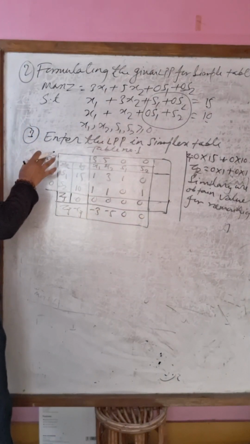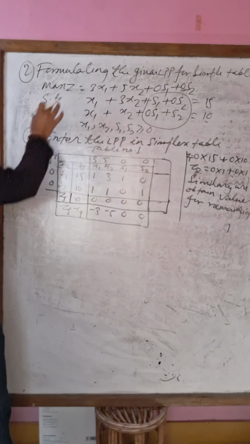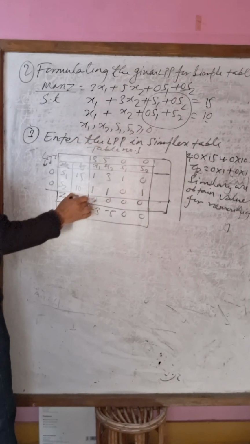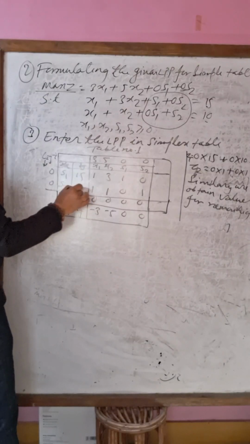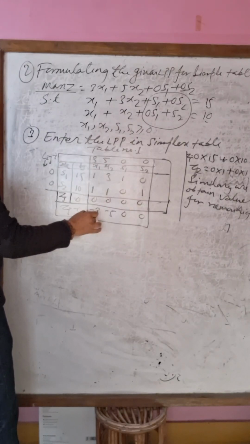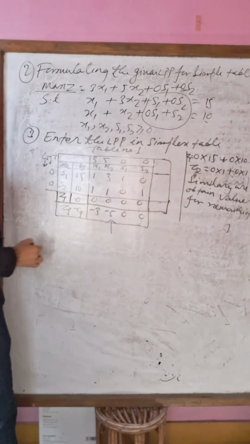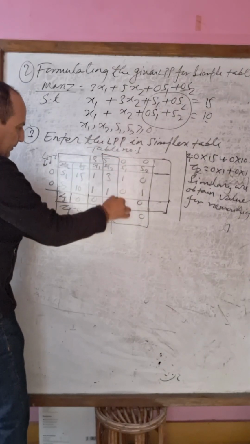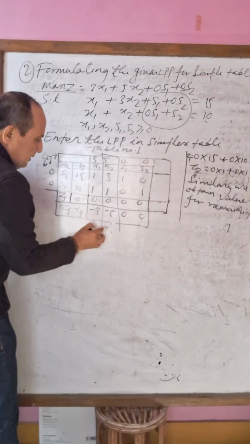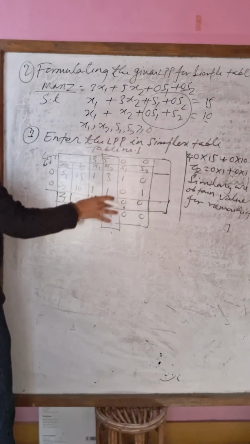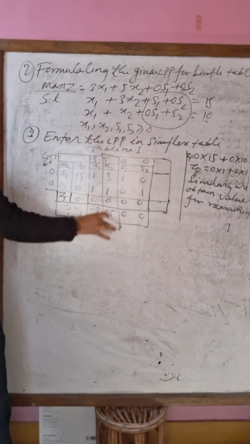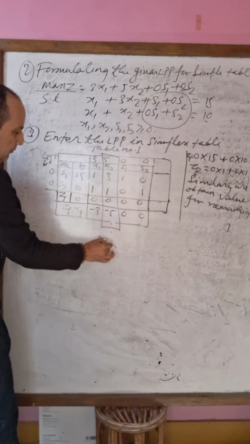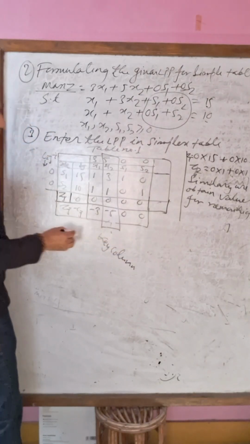Now in the case of a maximization problem, the objective function is maximized. So in a maximization problem, we select the greatest negative value. The greatest negative value is this one. So this column is known as the key column. You put it in a box. This is the key column.